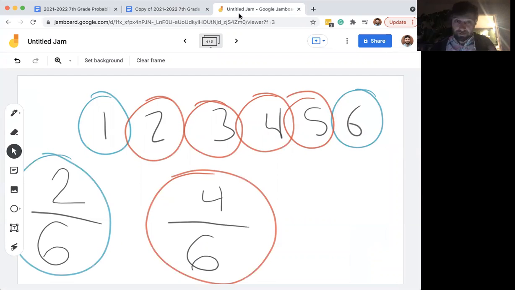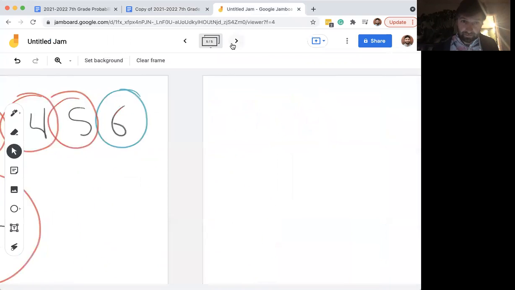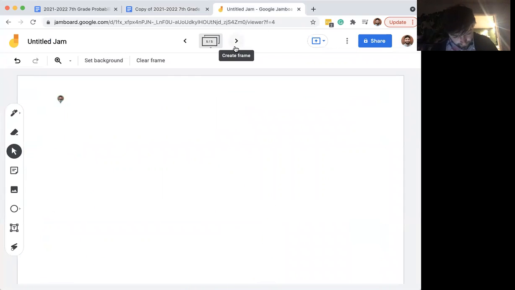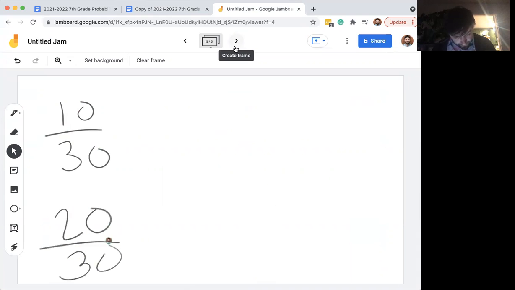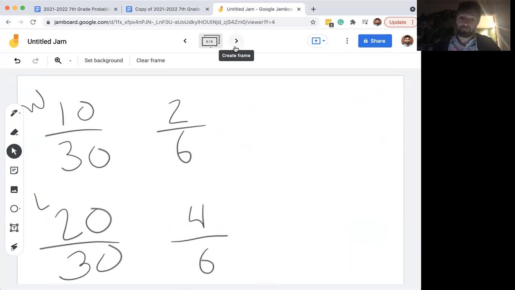These are the experimental probabilities of winning and losing, 10 out of 30 and 20 out of 30. And the theoretical probabilities were 2 out of 6 and 4 out of 6. So these are different fractions, but they're actually equivalent fractions. This top one is equivalent to 1/3. The bottom one is equivalent to 2/3.